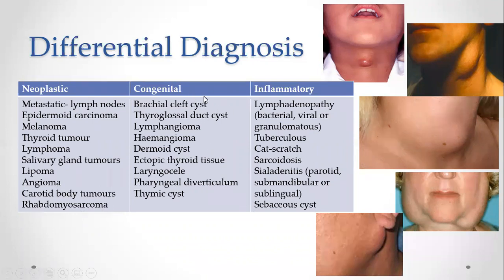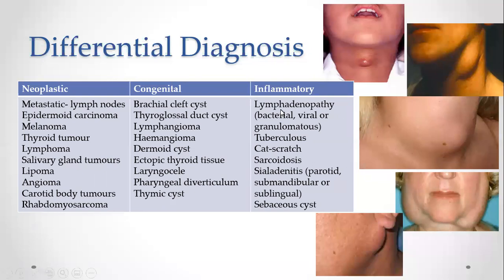And what are the congenital or developmental lesions? The common ones are branchial cleft cysts, thyroglossal cysts, lymphangioma, hemangioma, dermoid cysts, ectopic thyroid tissue, laryngocele, pharyngeal diverticulum, and thymic cysts, which are also very rare.